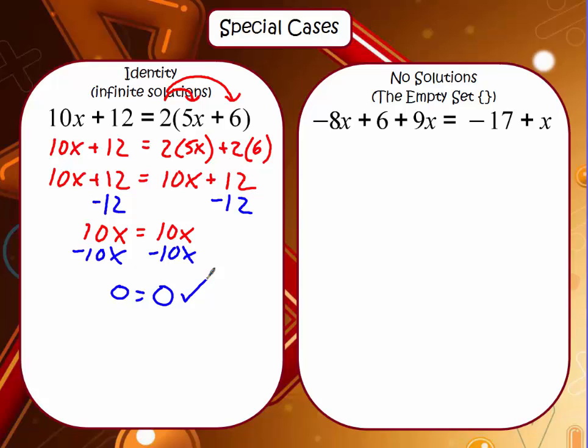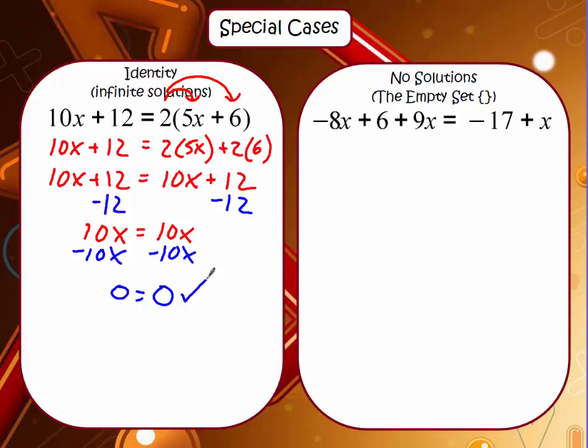0 does equal 0. It doesn't tell me anything about my x, but it does tell me that this is a true statement. That's because this is what we call an identity. No matter what number I put in for x, I'm always going to get this thing to work out to where it says something equals something, and that's a true statement. So that's called an identity, and it has infinite solutions. That will happen sometimes.